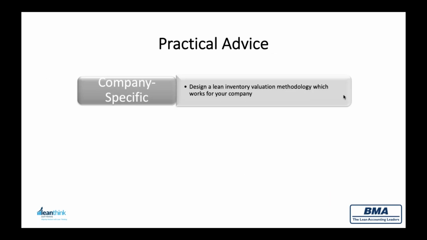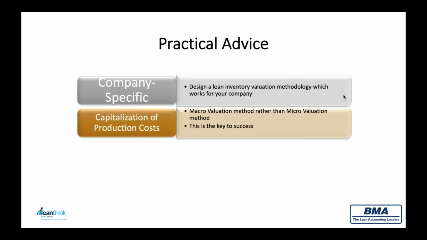So here's some practical advice for lean inventory evaluation. This is a company-specific methodology. I've given you some examples. You're going to have to decide what's best for your company. The whole key and the primary benefit is to capitalize your production costs at a macro level rather than a product by product level. This eliminates all of the settings or standard setting for labor and overhead. It actually eliminates all the variances. It eliminates the absorption. I remember when I did this as a CFO, life became very, very simple in accounting because we didn't have to deal with all these numbers anymore.